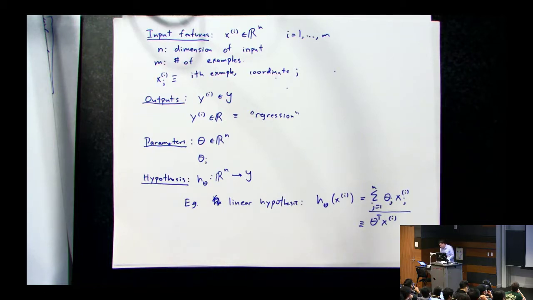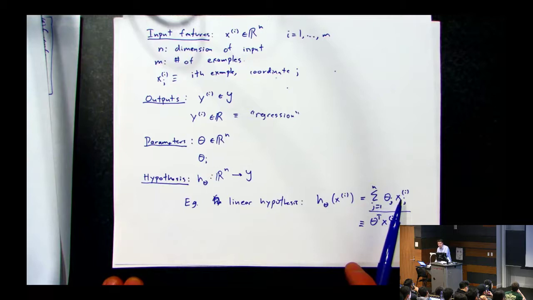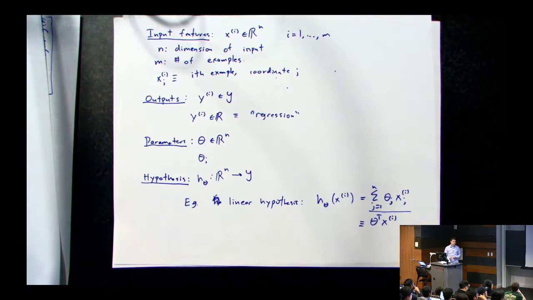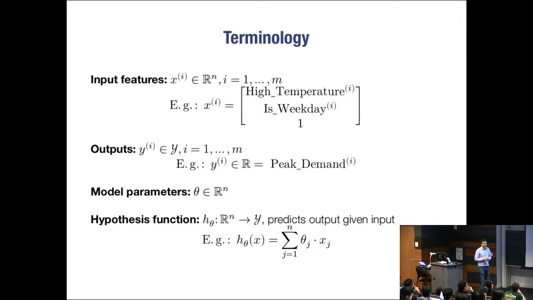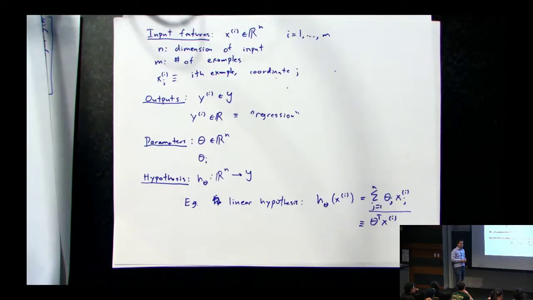Right, so in the case of the high temperature, if you only had one feature, that's the high temperature and then the 1. Theta 1 multiplies high temperature, and theta 2 multiplies the constant term, i.e. it's just the intercept. Yes, the question is whether that 1 is included in n. Yes, in our case that would be a vector in R3, so the 1 counts towards the dimension of the input.